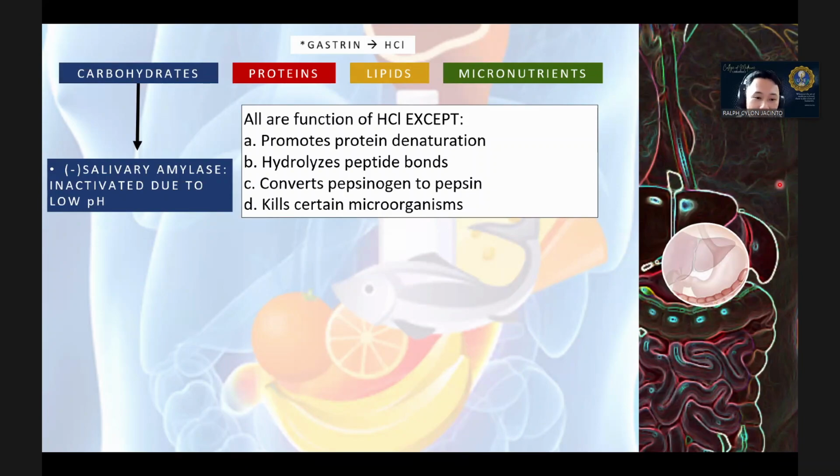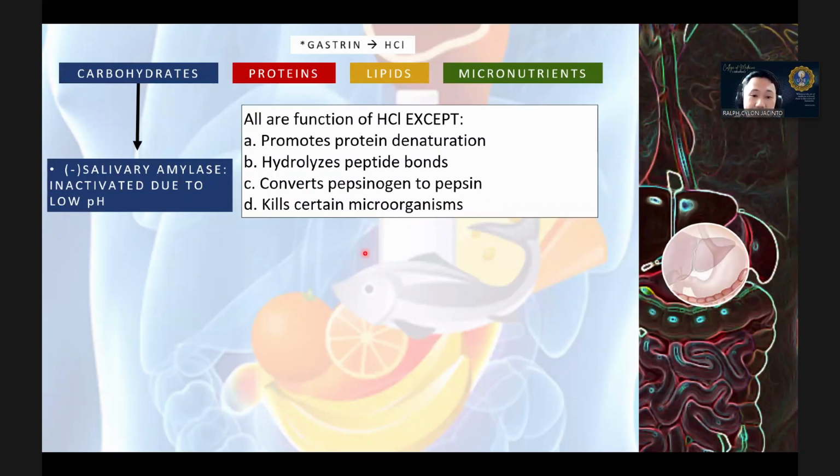Another important function of your HCl is that it converts pepsinogen to pepsin. Proteases, the enzymes responsible for breaking down proteins, are initially produced in their inactive forms, zymogens. These are the ones with gen in their name or pro at the start of the enzyme's name. One example here is your pepsinogen. Upon exposure to HCl, this pepsinogen is converted into the more active pepsin. So pepsin is the one that breaks down certain dietary proteins. And lastly, HCl, being a strong acid, can also inhibit and kill certain microorganisms.